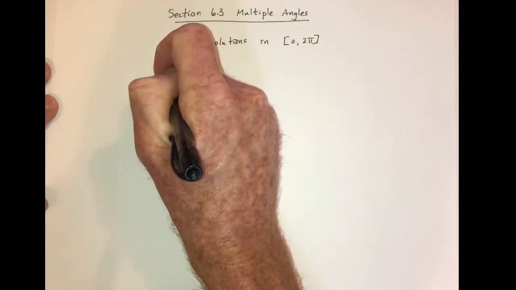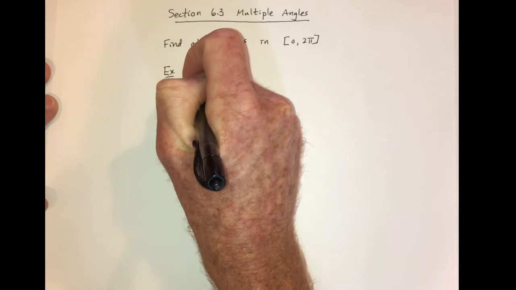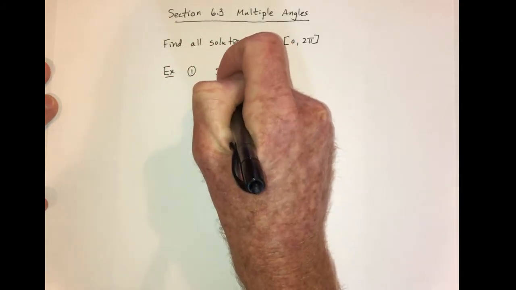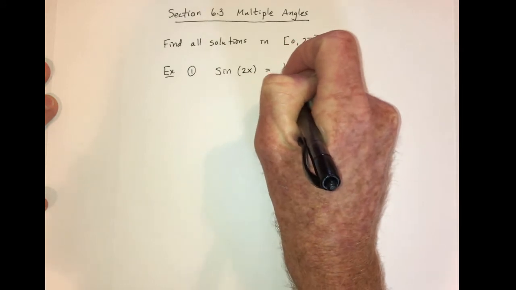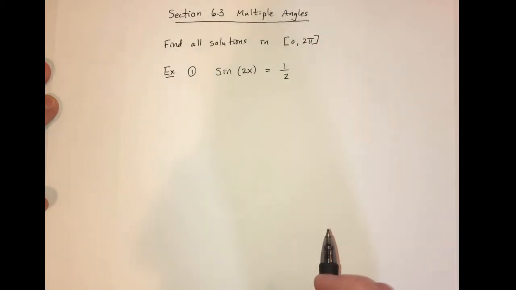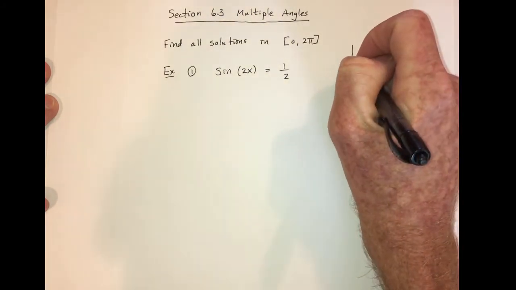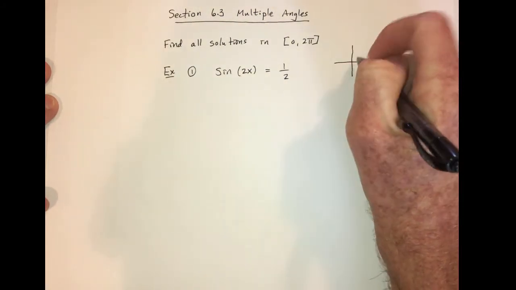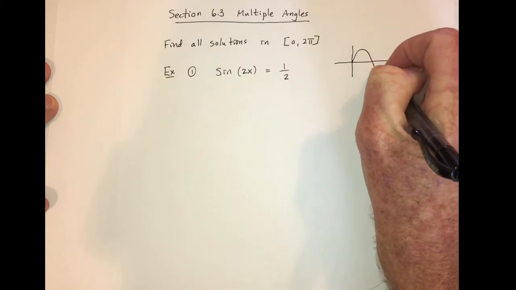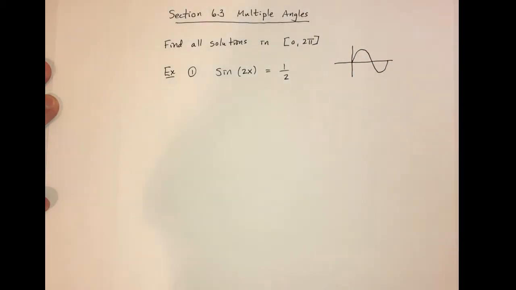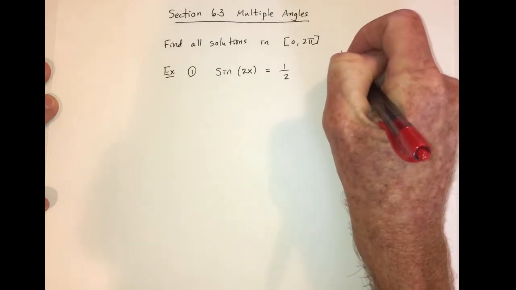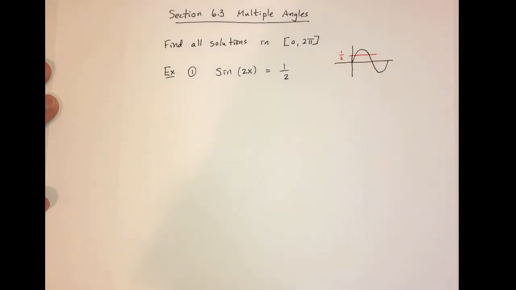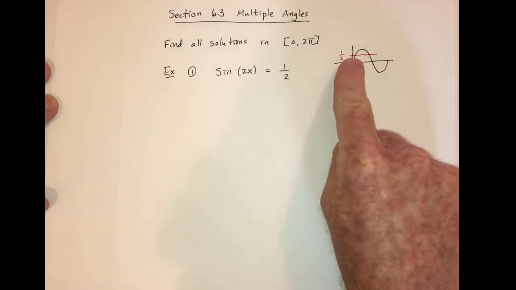So what it means by multiple angles is, for example, number 1, sine of 2x is equal to a half. Now, if this just said sine of x, you would look at the sine function. On the y-axis, you draw a line across at 1/2, and there would be two solutions.